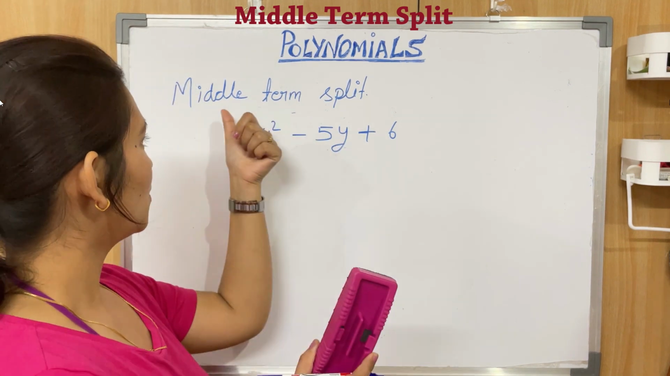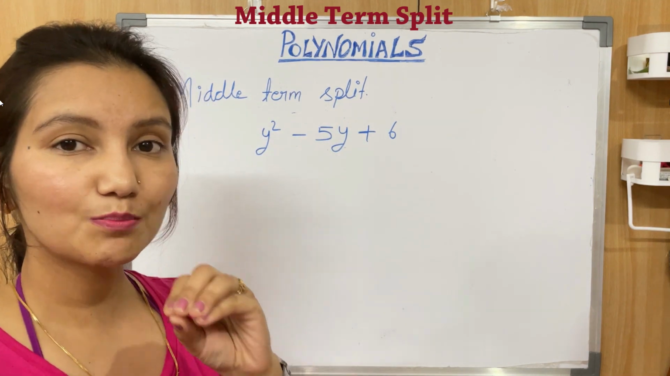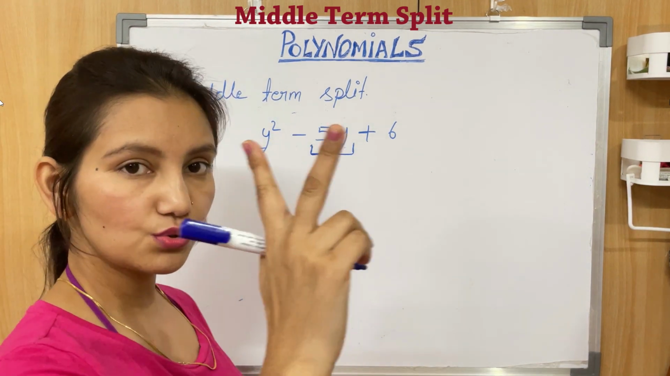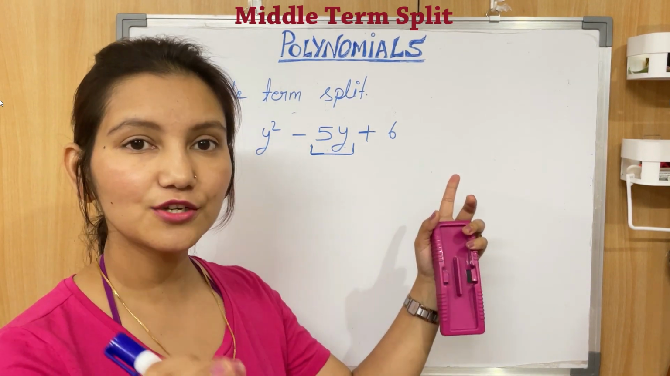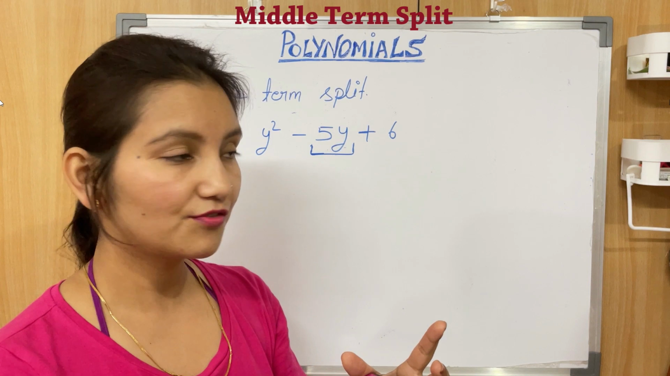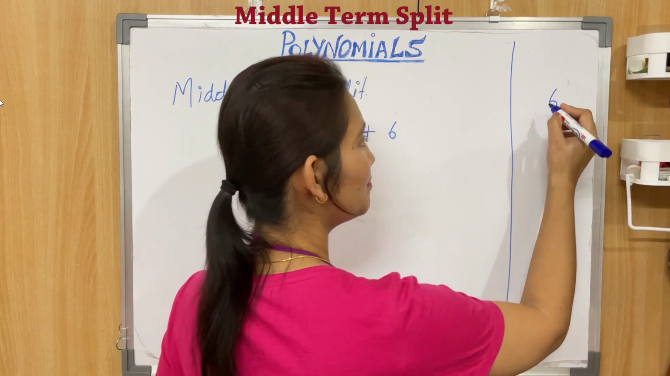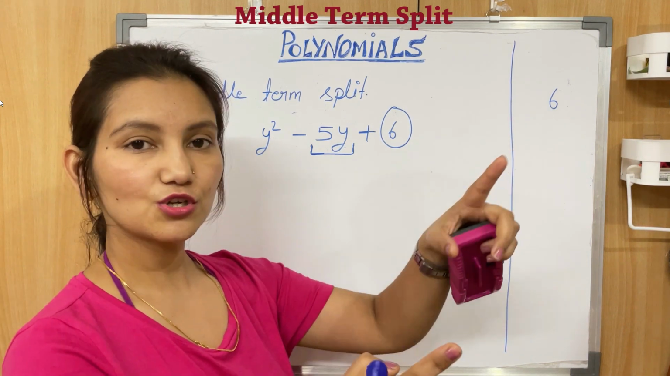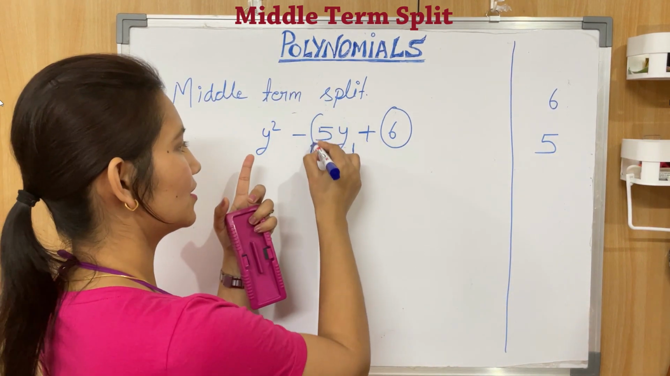As the name of the concept says, middle term split, it means you need to split the middle term. Split into what? Split into 2 such numbers which on multiplication give you 6, and on addition or subtraction give you this number. So we are going to find 2 such numbers which on multiplication give us this constant number, 6, and which on addition or subtraction give us this number, 5.